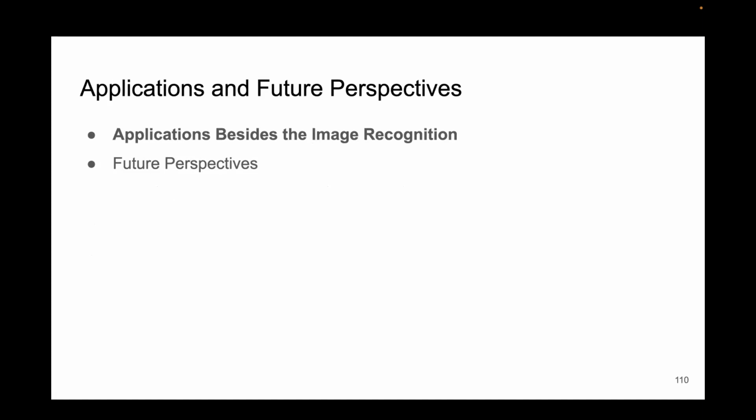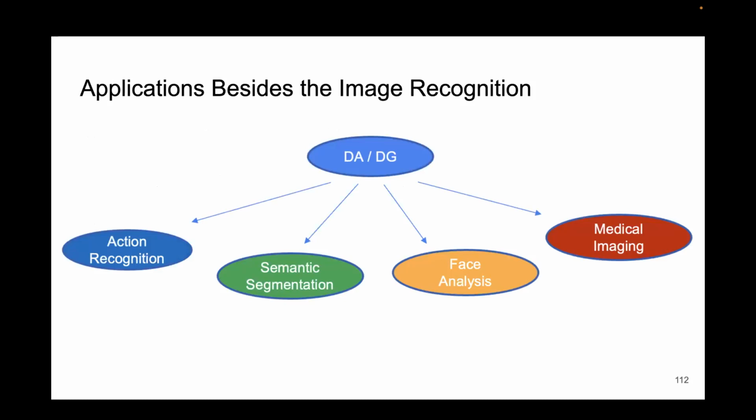So the first is the applications besides image recognition. Here I try to divide the current domain adaptation and domain generalization into four main categories. Forgive me that there are many more applications, but due to time and space limits, we can only cover several of them. With that being said, there are four major directions we would like to discuss.